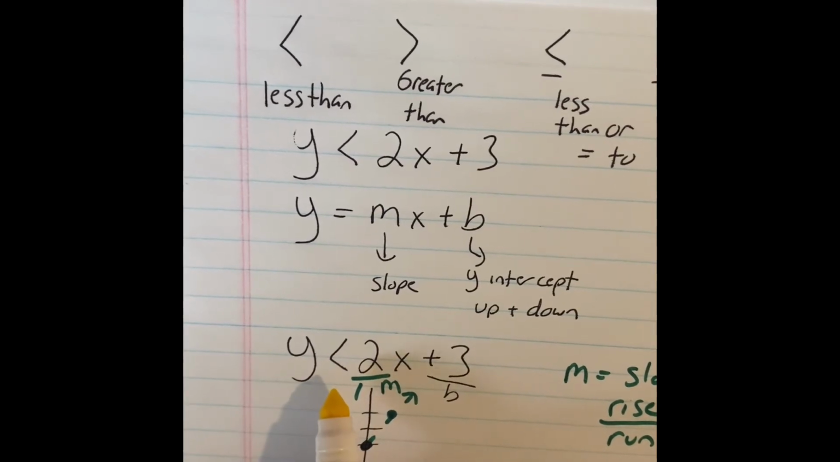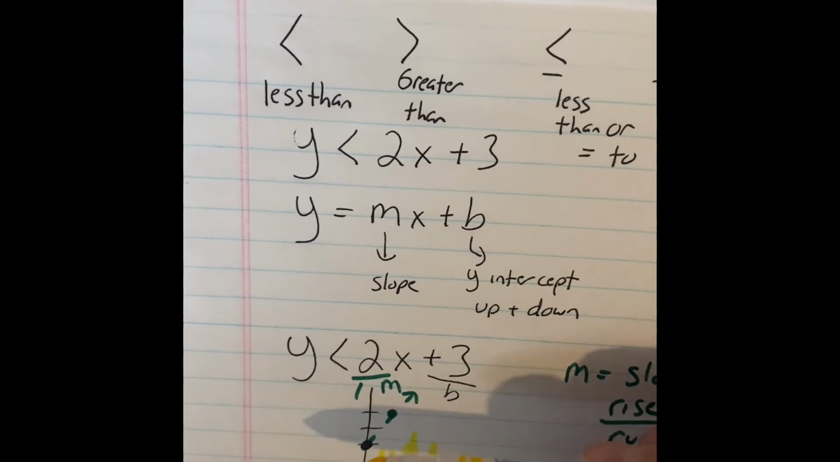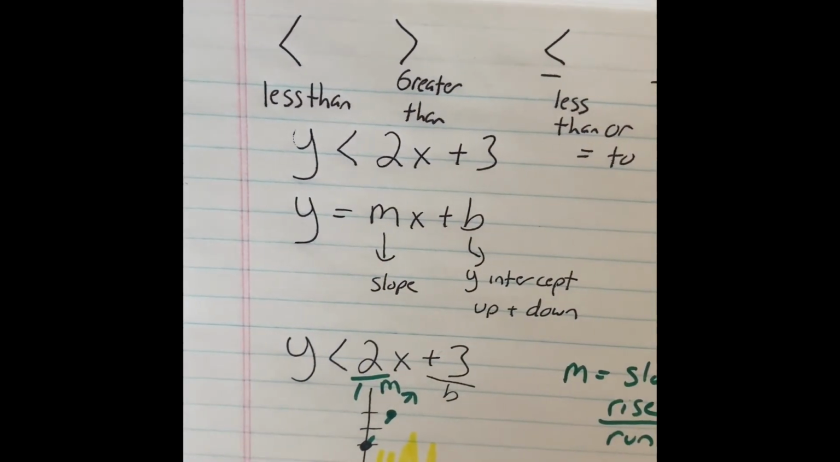A less than, think of what less than means. Less than usually means below or under or low. So anytime you have a less than, you're going to shade below it. Anytime you have a greater than, you're going to shade above. So since we have a less than sign, we're going to shade below the line. So I'm shading below. If this were a greater than sign, we shade above. And that's how you graph an inequality.